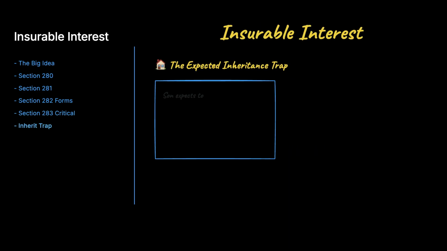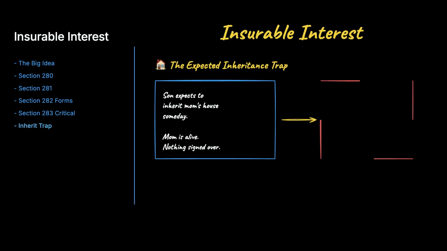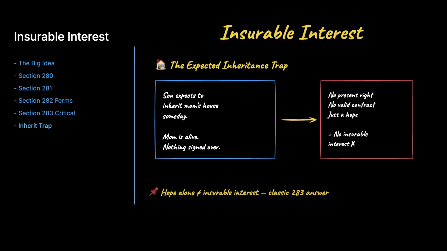Let me show you the classic trap. A man expects to inherit his mother's house someday, but she's alive and hasn't signed anything binding it over. Does he have an insurable interest in that house right now? No, he has no present right and no valid contract, only a hope. That's a textbook 283 answer.